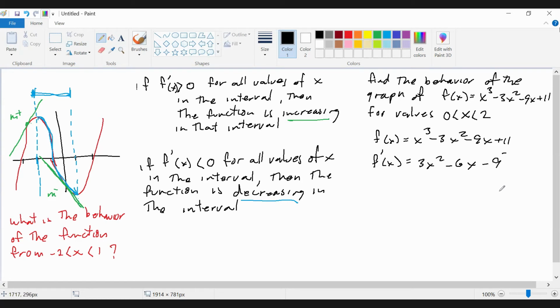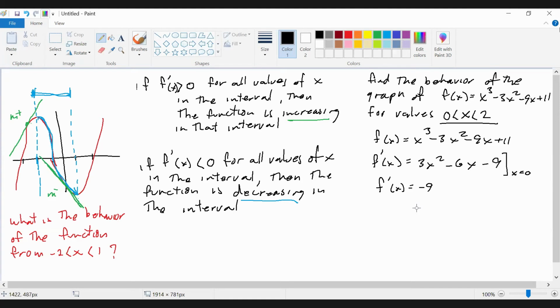So from here, we just need to evaluate it or test it using our interval. We need to test it for values of x of 0, that's the lower limit, and 2. Okay, so let's start testing. What will we get here? f prime of x at x equal to 0, that becomes 0, 0, this one becomes negative 9.